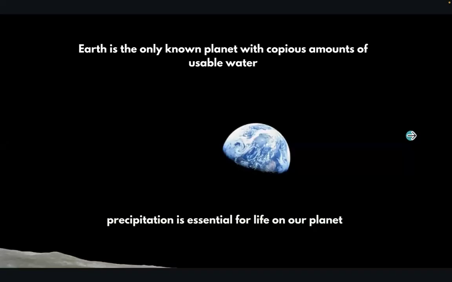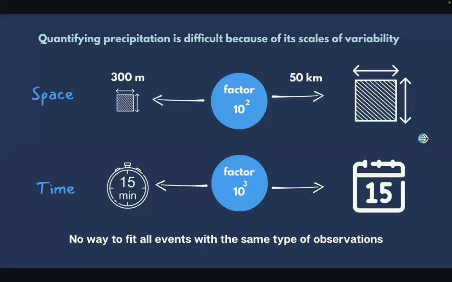So let's start. First of all, a very general point that I think I sometimes forget: Earth is the only known planet with copious amounts of usable water. And we know that precipitation is an essential variable for life on our planet. We clearly know that when it's too much or too little, we run into trouble. What is difficult about precipitation is the quantification, because it varies on a huge range of scales in space and in time. In space, we can have variability from 300 meters to 50 kilometers, and in time, it can last from 15 minutes to days.